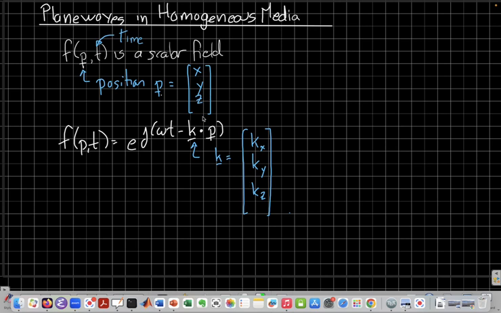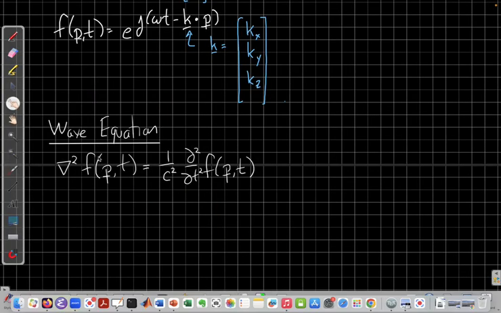So we'll write that out in a minute, but let me get the wave equation up here first. Our wave equation for homogeneous media says that del squared of f is equal to 1 over c squared, where c is the speed of sound, or the general phase speed of propagation, times the second partial derivative with respect to time of f. And remember, del squared is just a way to say the second derivative in all the spatial directions together. So I can expand that out.